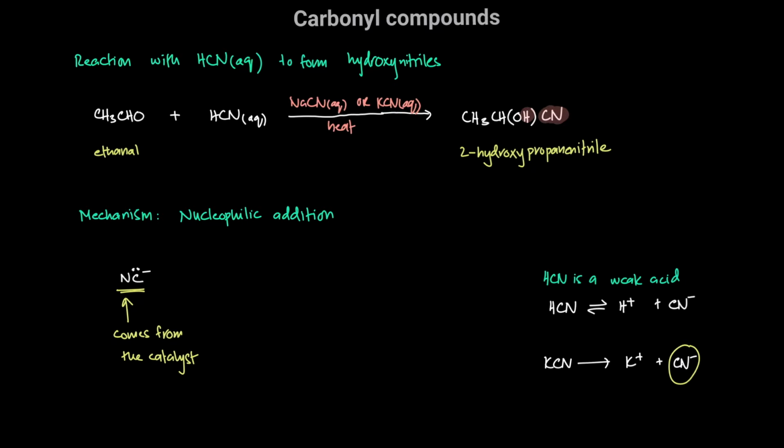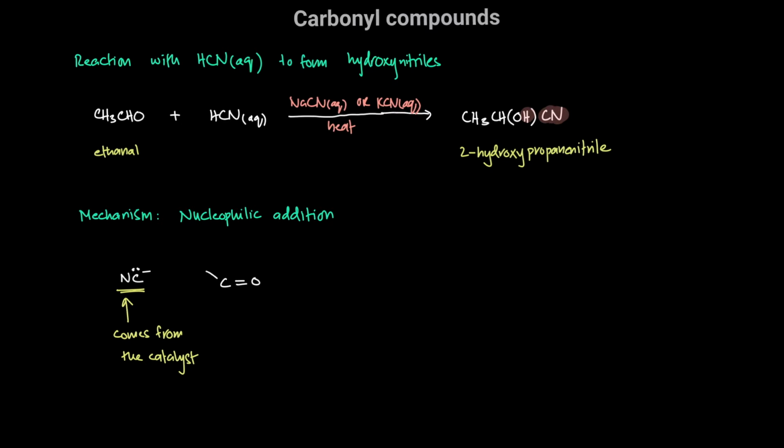So now let's look at the mechanism. Here we have the cyanide ion, that's our nucleophile, and we have our aldehyde, in this case ethanal. The carbon atom has a delta positive, partial positive charge, and the oxygen has a partial negative charge. In the first step of the mechanism, the cyanide ion, that's your nucleophile, attacks this delta positive carbon, and at the same time, the pi bond between the carbon and the oxygen breaks, and we end up getting an intermediate.